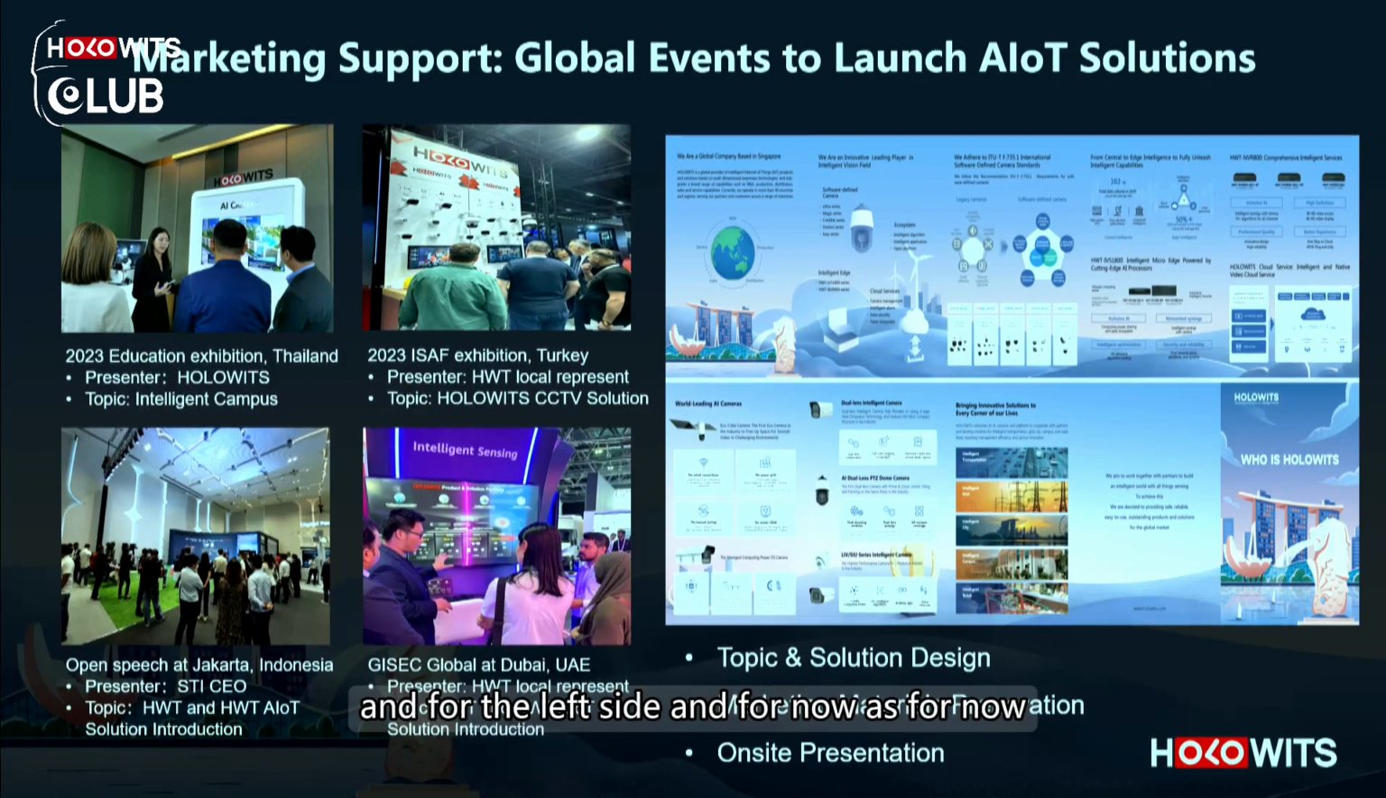And for now, a lot of HOLOWITS partners have already successfully launched all kinds of events all over the world, just like the pictures we show here. The first one is the education exhibition in Bangkok, Thailand, and the picture next to it is the exhibition in Turkey. Then that is the launch event in Indonesia, and the last one is the really famous expo called GITEX in the UAE.